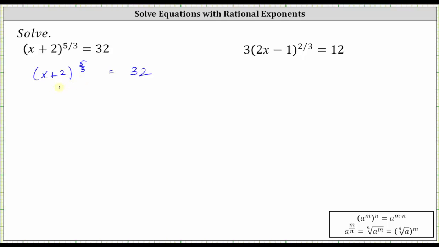is to raise both sides of the equation to the power of the denominator, which in this case is 3. So the first step is to cube both sides of the equation, which will clear the denominator from the rational exponent.